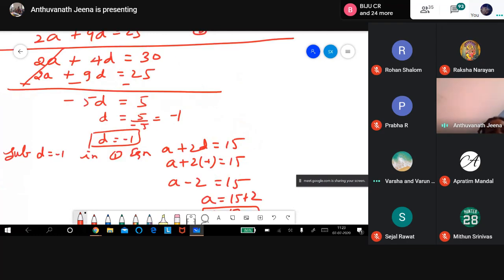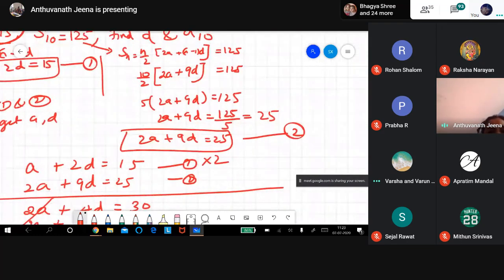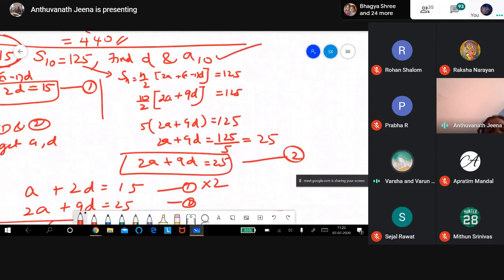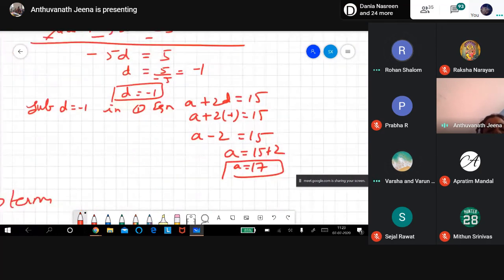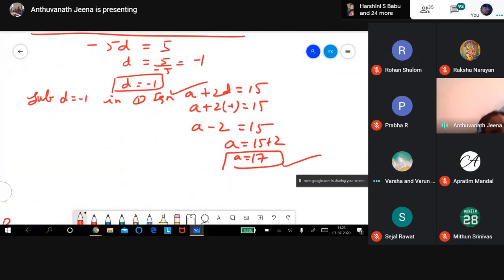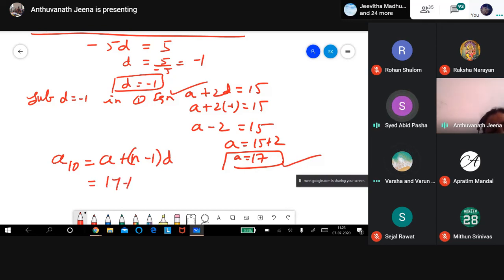After finding this, now go straight to the last question. What is the question? You need to calculate A10. After finding d and a, we can go straight to A10. So what is the A10 formula? A plus 9d. A10 is 17 plus 9d.